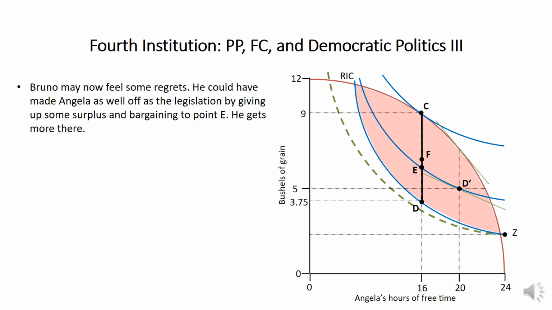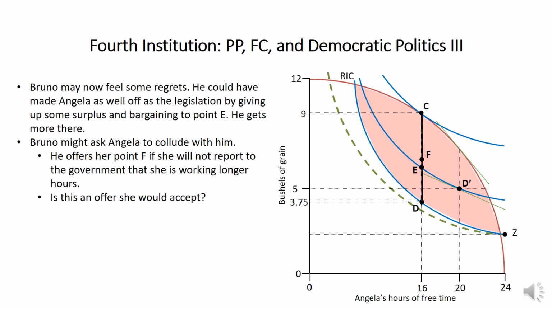So Bruno may feel some regrets about this situation. He could have made Angela as well off as the legislation by bargaining to, say, point E, which is on the new indifference curve that Angela has under the legislation. Maybe he could have offered that instead of the legislation, but of course bargains like that are sort of difficult to enforce.